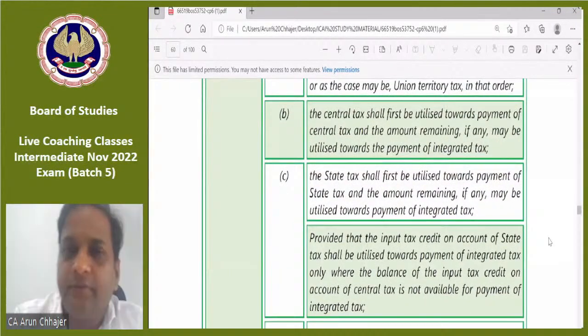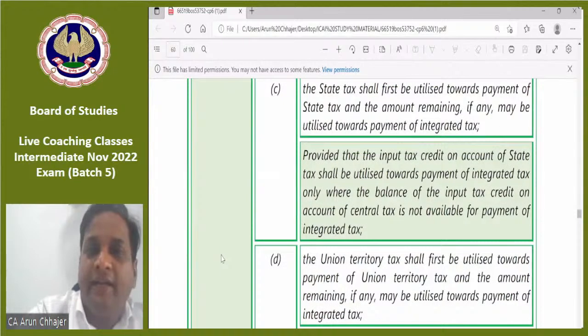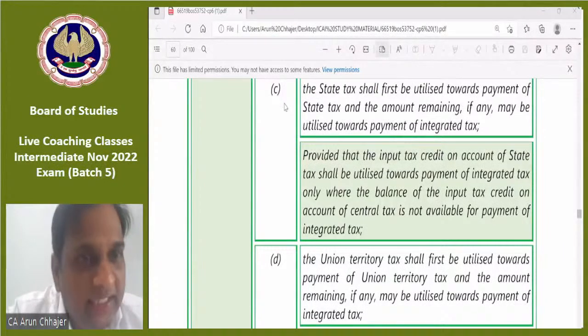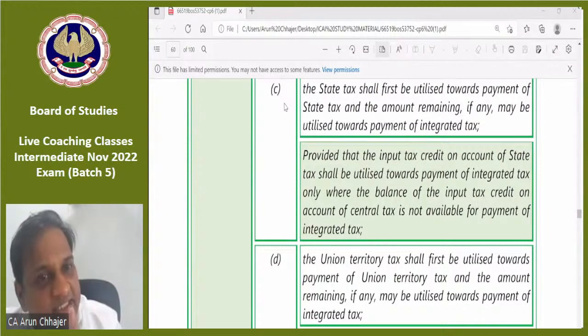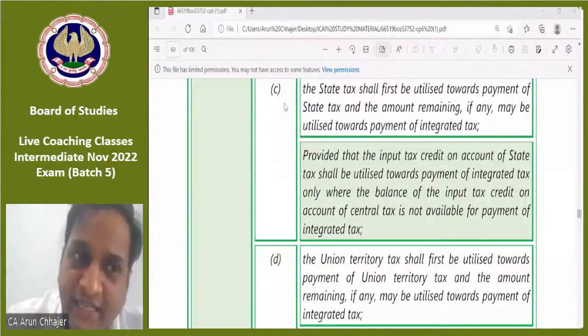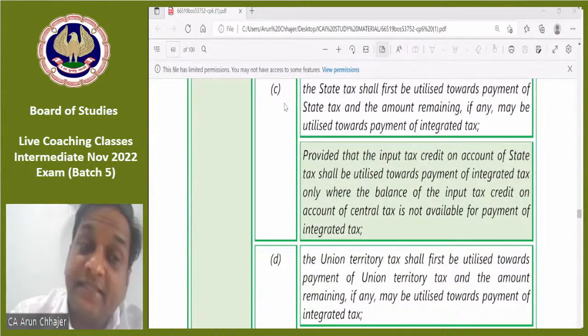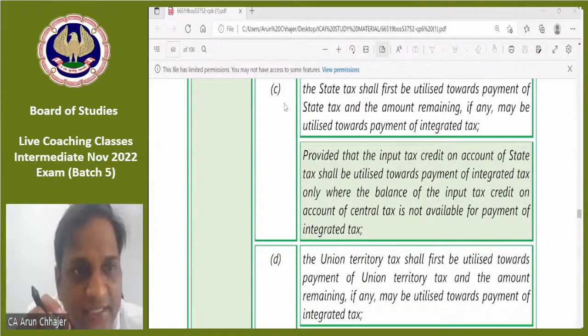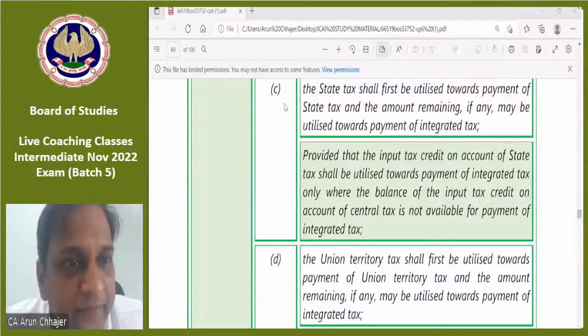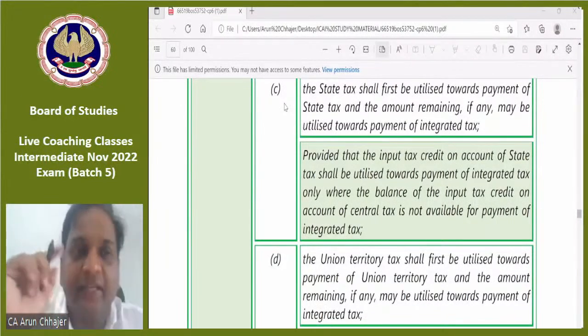Provided, now, provided. See, one thing is clear now: CGST ITC can be utilized for IGST tax liability. Similarly, SGST ITC can be given to the IGST tax liability. Say yes or no. Repeating again.